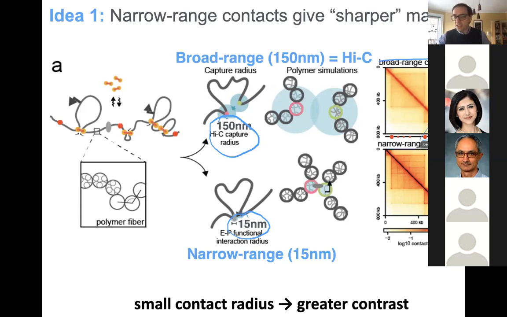And the answer is, I start seeing maps that are much sharper, much crispier. So small contact radius essentially increases the contrast of all of the features. And now the question is, maybe that would answer the question about the insulation. Maybe insulation is stronger for direct contacts or narrow range contacts than for broad range contacts.